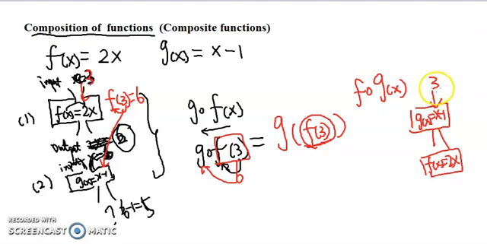When 3 goes through the G function, replacing X with 3, we get 3 minus 1, which gives us 2. And then we're going to put 2 into the F function, replacing this X with the 2. That gives us a 4, which is different from what we got previously. 3 goes through the first F, we got 6. 6 goes through G, we got 5. But when the order is switched, as you can see, we get different answers. So we have to make sure we know which one goes first. And so when we talk about composition of functions, you may have 2 different orders.